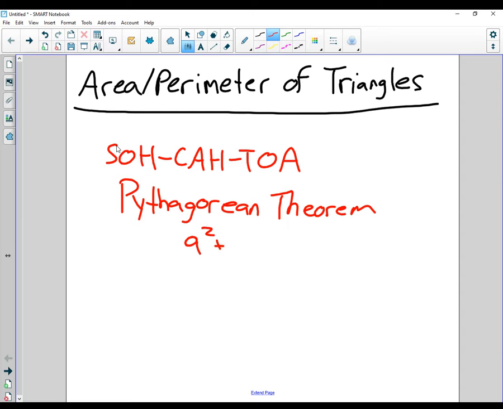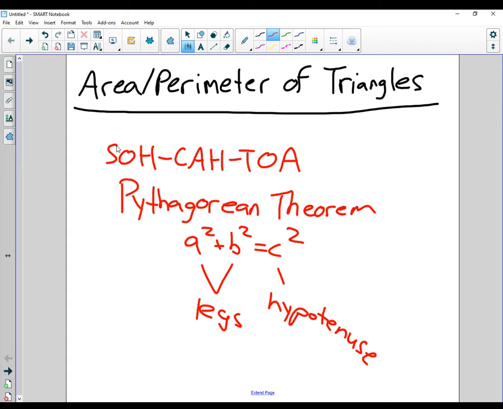Which was a squared plus b squared equals c squared, where a and b are legs of a triangle and c was the hypotenuse. And hopefully we're getting more comfortable with those things because those are the two tools that we really have to find missing side lengths of a triangle. You should use the sine, cosine, tangent, the trig stuff when you have an angle and a side, and you should use the Pythagorean theorem when you have two sides. That way you can find the missing one.